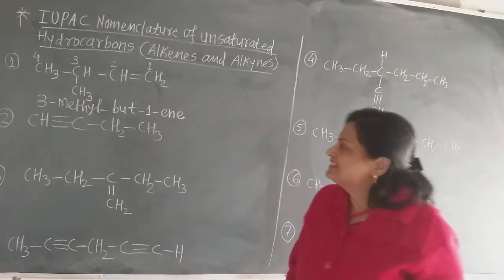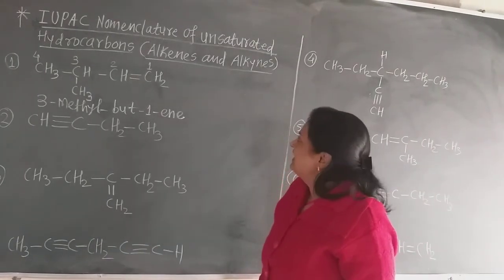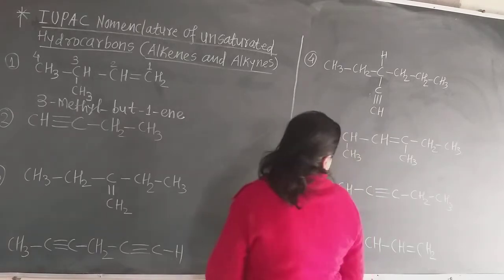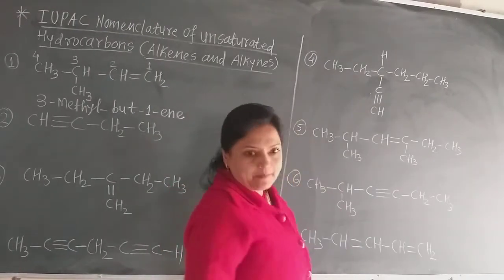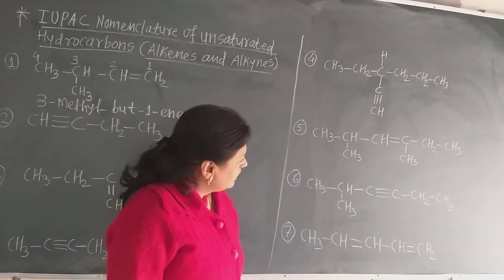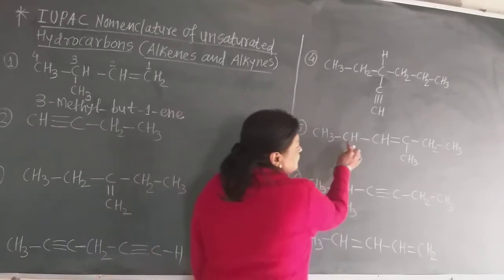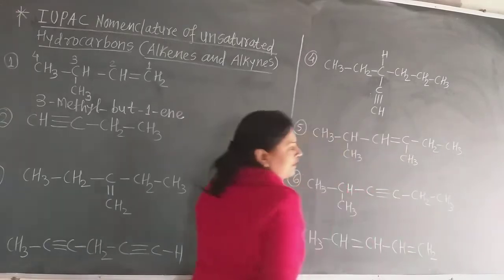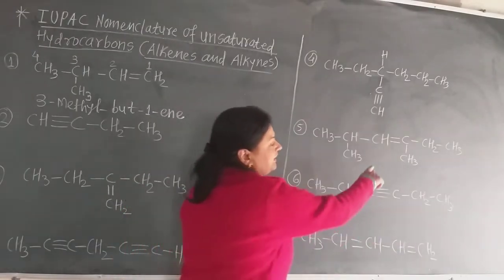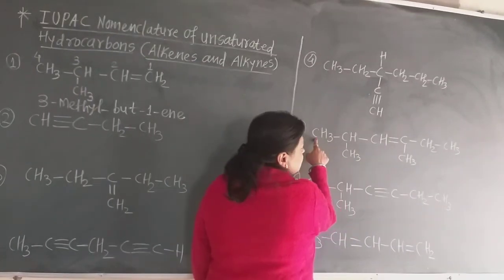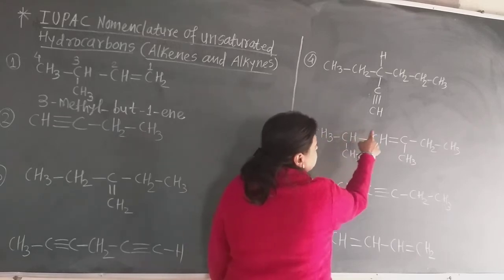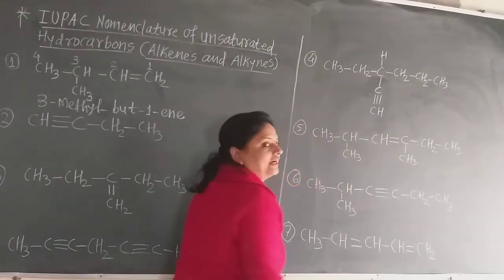Now let us see again. Suppose we will see this compound first, number 5 here. Now see here, from this side, if I select this chain, the longest continuous chain containing the double bond, then from this side if I number 1, 2, 3, the 3 position has the double bond.